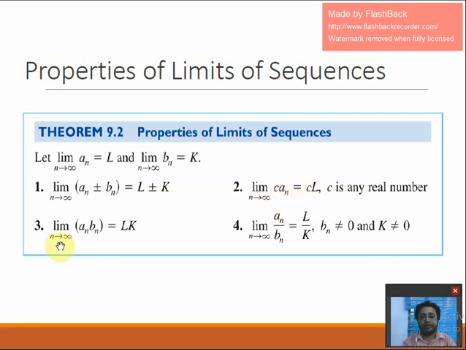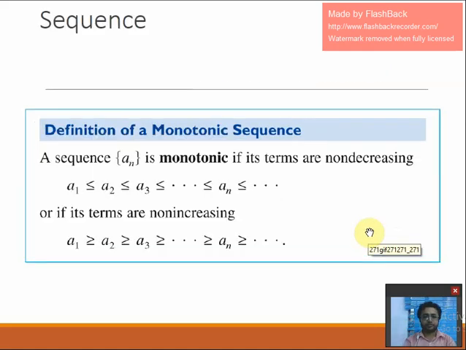There is another property. Again, the limit as n tends to infinity of AN times BN will also be L times K, but we must have that the AN series and BN series are both convergent. Similarly, there is a dividing property: the limit as n tends to infinity of AN by BN is equal to L by K, where BN should not be 0 and K should not be 0. So, these are a few properties of sequences.